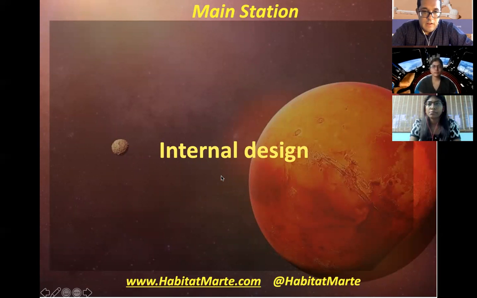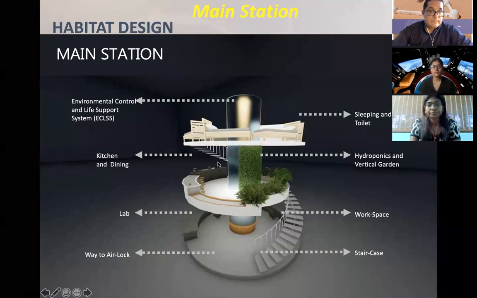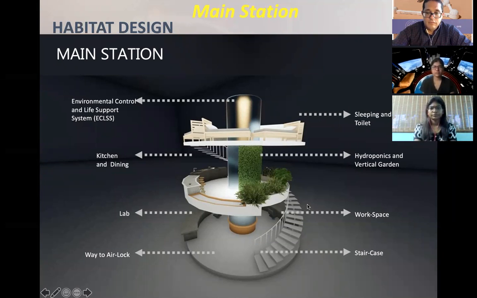Our presentation will be discussing five main dimensions, and the first dimension is the internal design. Here we have some proposals done by Yash Rato from India, but we are presenting a new idea about the main station, because the main station is a facility where we have the beds for all astronauts. It's a place where all astronauts come together during specific times of the day.